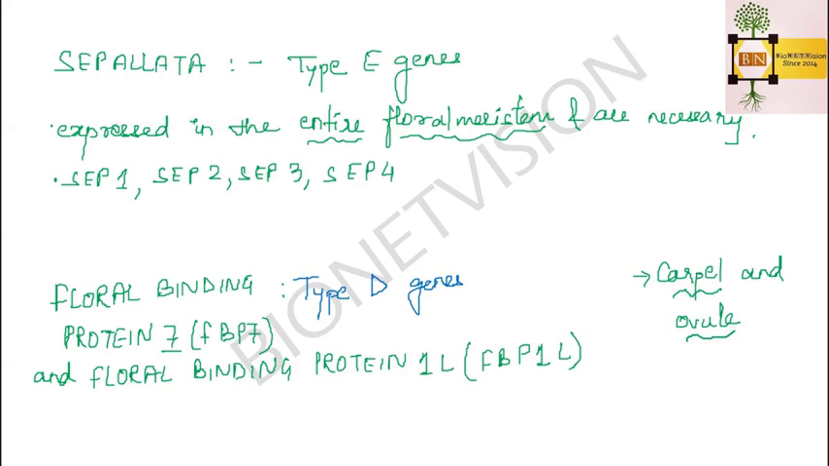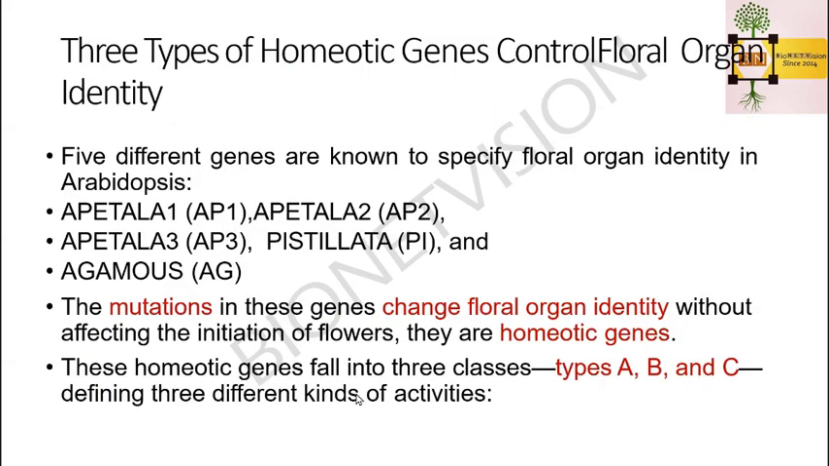Clear? So the genes in Arabidopsis which we studied include Apetala 1, Apetala 2, Apetala 3, and Pistillata. They all control the floral organ identity, and when these genes are mutated, we see that the floral organ identity is changed. But the initiation of flower is not affected. Identity is changed but the initiation is not affected, so we call these genes homeotic genes.